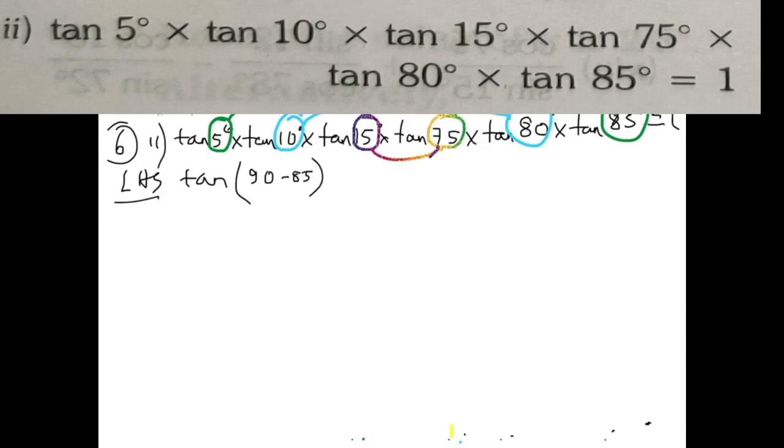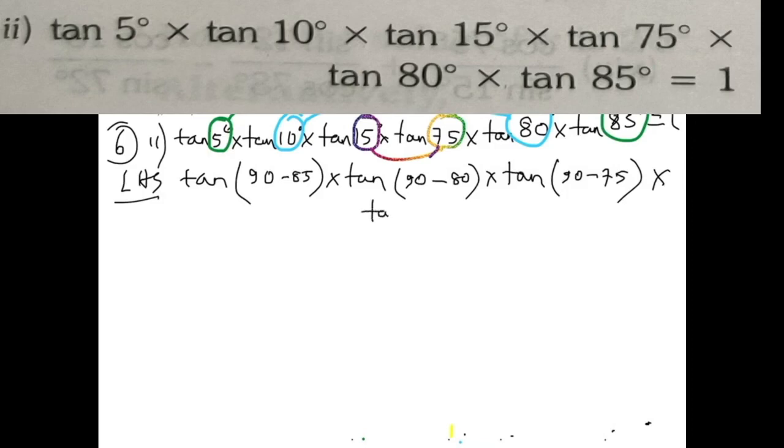So tan 5 degree can be written as tan of 90 minus 85, because you know that 90 minus 85 is 5. Same way, let me change this second one also. So instead of writing 10 degree, I'll write 90 minus 80, because 90 minus 80 is 10 degree. Now let me change that 15 also, and that is tan of 90 minus 75. Since I have already changed the first 3, now I'll not change the next 3. So the next 3 will remain the same, that is tan 75 into tan 80 into tan 85. And do not forget, I am not changing the last 3 because they are complementary with the angles which I have already changed.